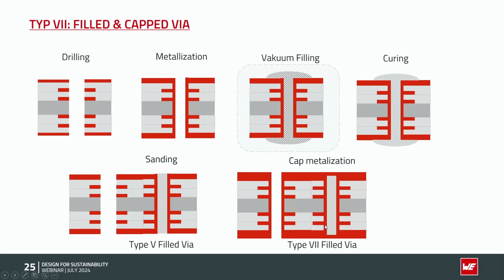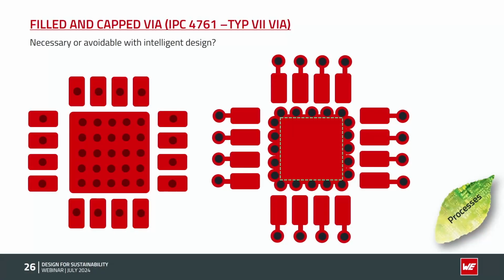So to make a Type 7 via, we have to drill twice, we have to go to the galvanic twice and make this curing. It is sometimes necessary. There are designs which cannot work without that process, but if you can avoid it, maybe this can be an option. If you have only one component for which such a technology is needed, sometimes with some intelligent design it is possible to get rid of this filling.